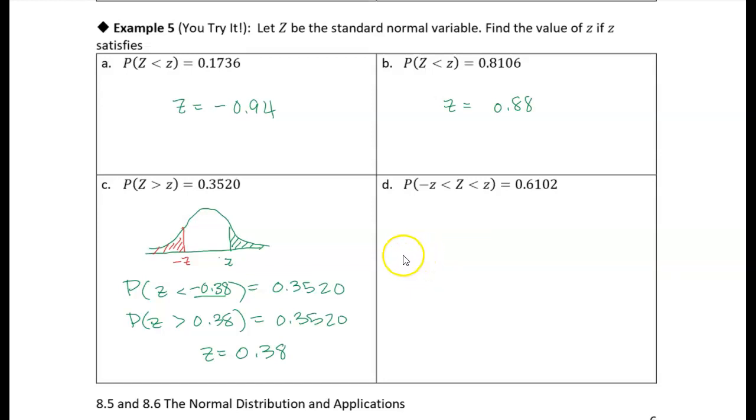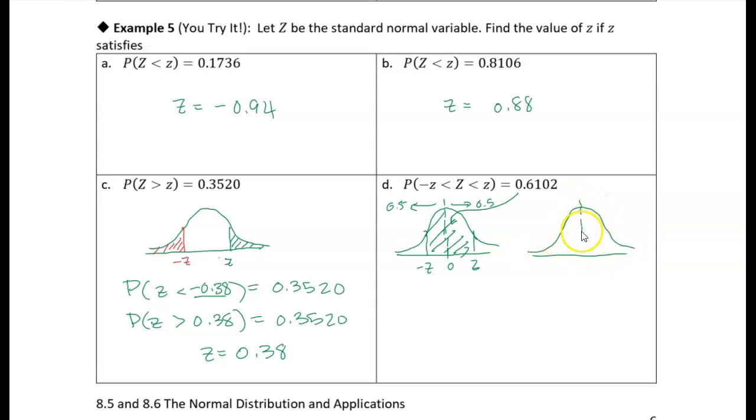Okay, so in this case, I'm given the probability between a couple of z scores, so minus z and positive z is this area here, and I'm told that it's 0.6102. Okay, that's what the area is. And I'm going to use the symmetry of the table and the fact that zero divides the table in half, right? So there's a 50% chance you're above the mean and a 50% chance you're below the mean. So the area to the left of the mean is 0.5 and the area above the mean is 0.5. So what I'm going to do is split that probability that I'm given in half.